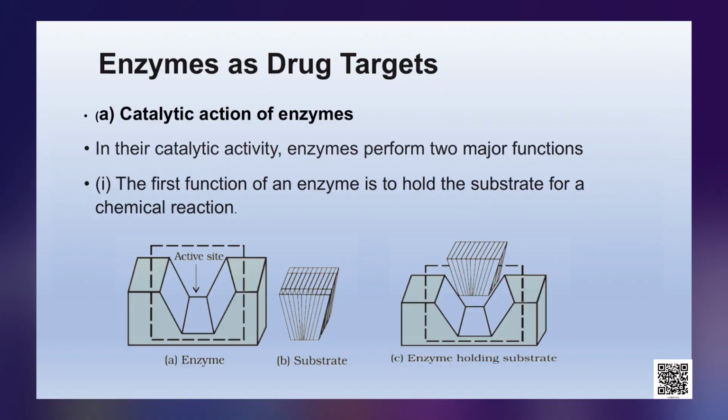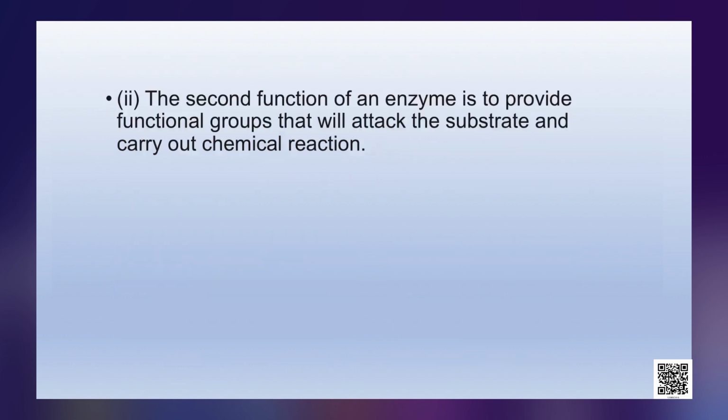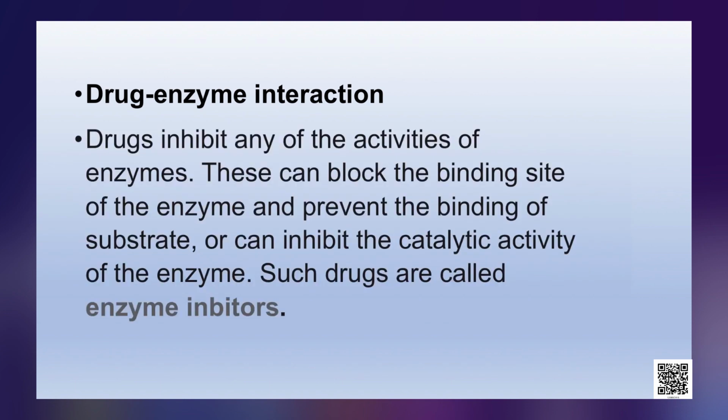As you can see in picture A, the active site, and substrate in figure B, and in figure C, you can see that the substrate is binding with the enzyme. The second function of an enzyme is to provide functional groups that will attack the substrate and carry out the chemical reaction. Now, we will discuss drug-enzyme interaction. Drugs inhibit any of the activities of enzymes, which we have just discussed, that is, to hold the substrate and to provide the functional group.